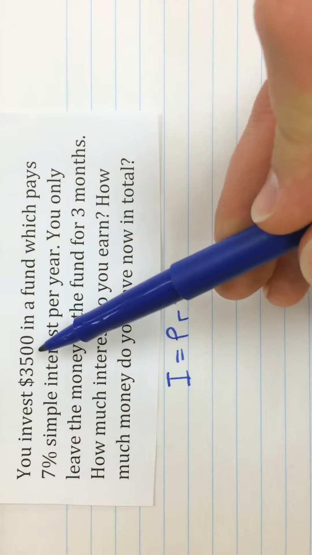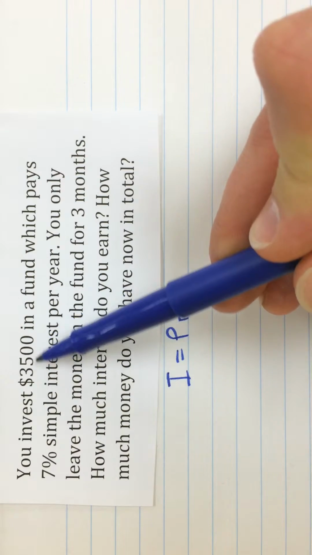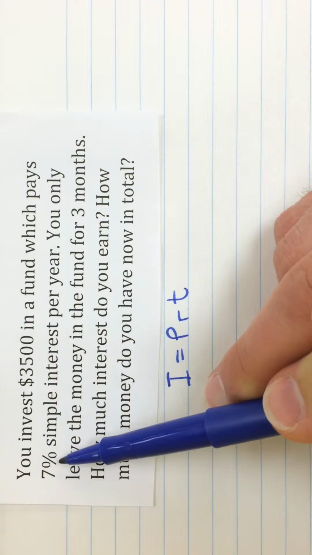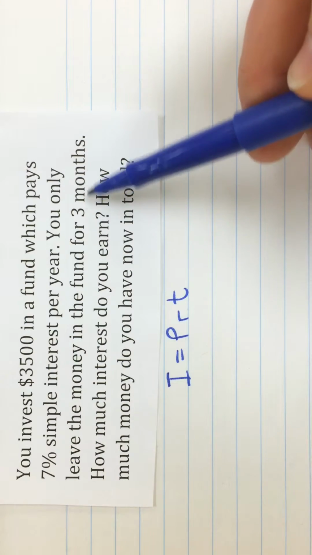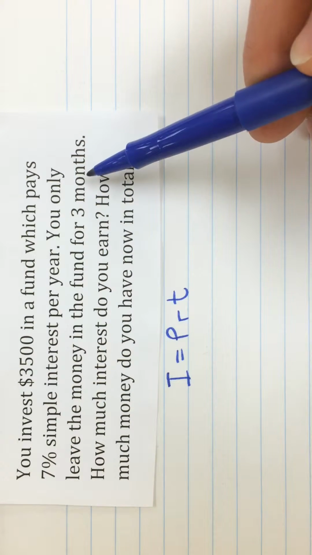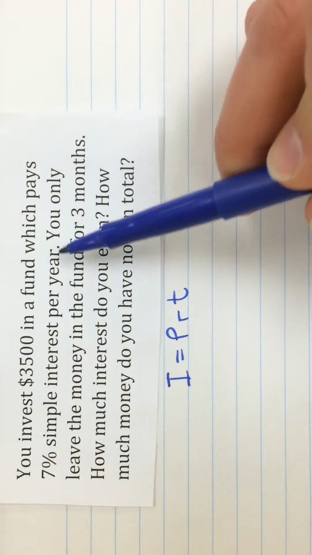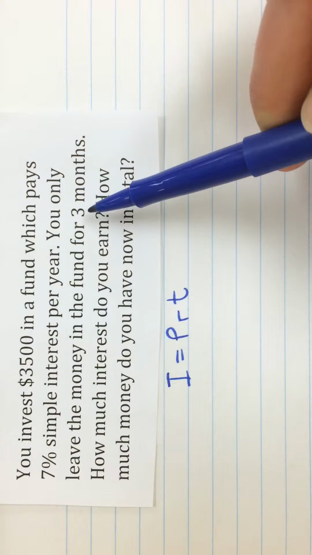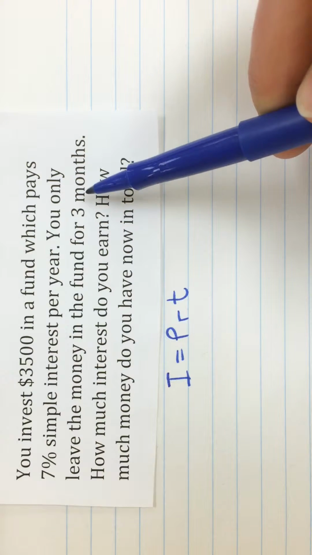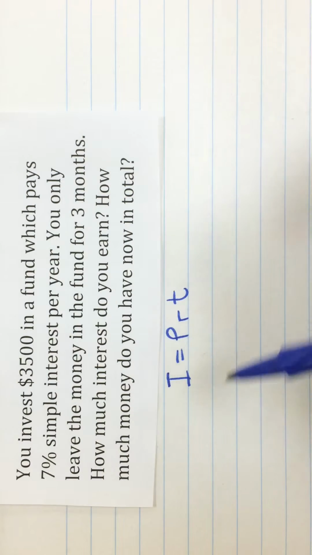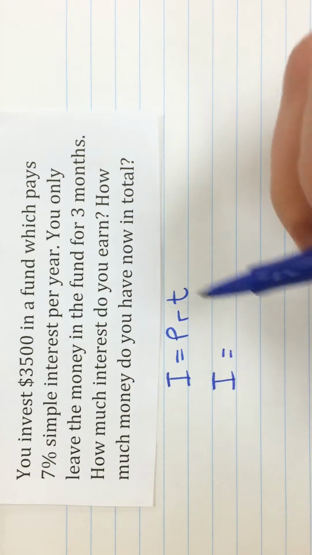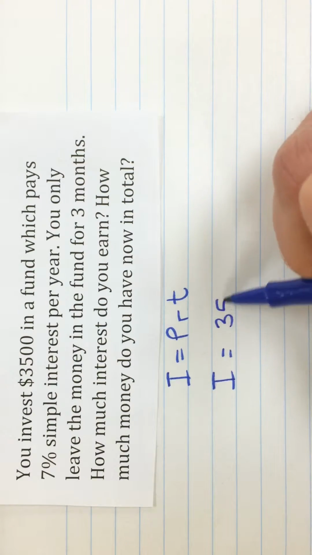Which values do we know here? We know P is $3,500. We know R is 7% per year. T is 3 months. That's not the same as years, so we're going to need to convert either the rate, it's kind of hard, or the time, that's what we should convert. We'll convert this into years. I can do that. We still don't know the interest. That's what we're trying to find. How much interest do we earn? The principal is $3,500.